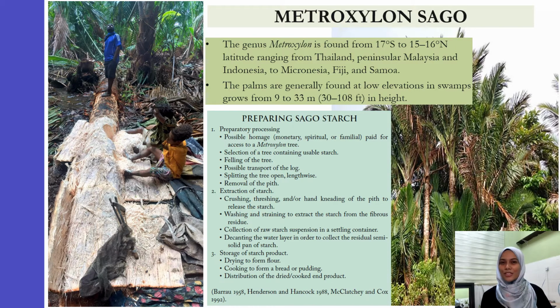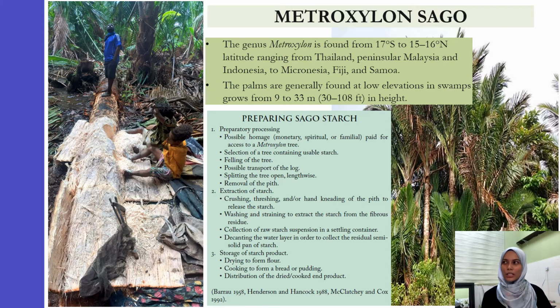As a Malay saying goes, "kalau tidak dipecahkan ruyung, mana kan dapat sagunya." This saying actually describes the extraction process of sago starch, where it needs to be cut open to remove and get the pith. And then to extract the starch, the pith of the palm will be crushed, threshed or hand kneaded while being washed and strained by water to extract the starch from the fibrous residual.